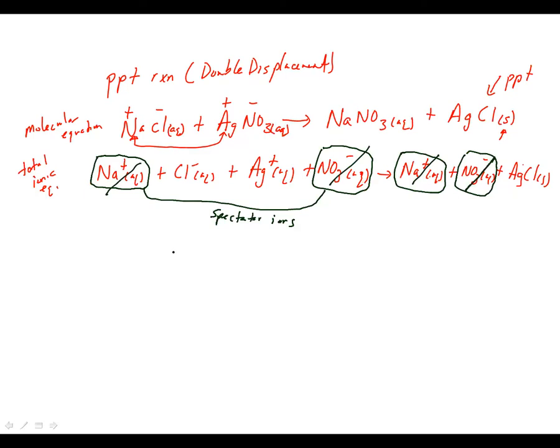And what that will leave you is essentially, in this reaction, what is truly happening: the silver from the silver nitrate will come together with the chloride from the sodium chloride. And those two will come together and actually make a white solid, which is known as silver chloride. And this is what is known as our net ionic equation.